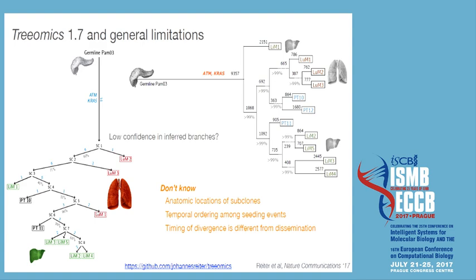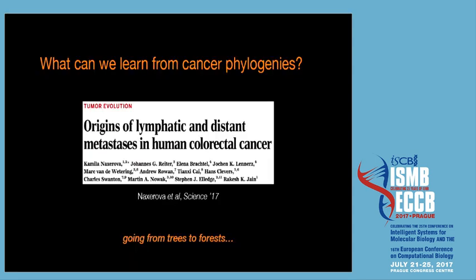So for the last few minutes, I just want to change gears a little bit. So what can we actually learn from cancer phylogenies? I'm much more generally interested in cancer evolution and metastatic seeding patterns. So for that, you have to look at the cohort of reconstructed cancer phylogenies.